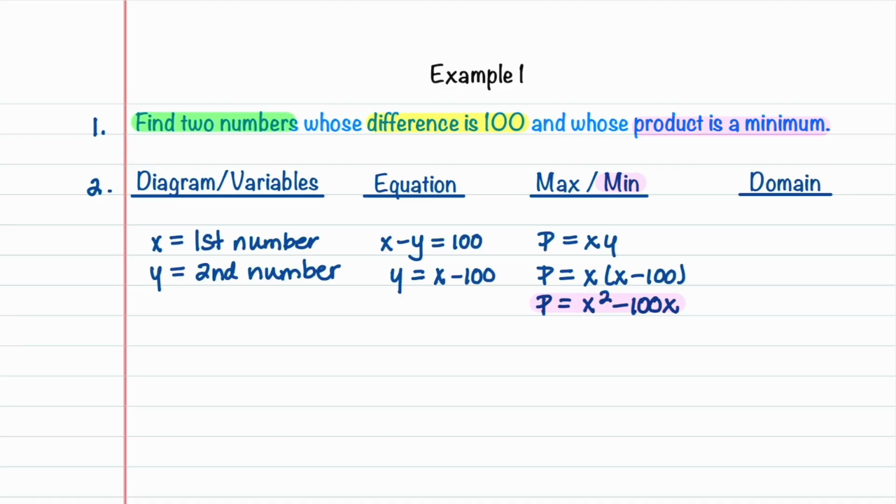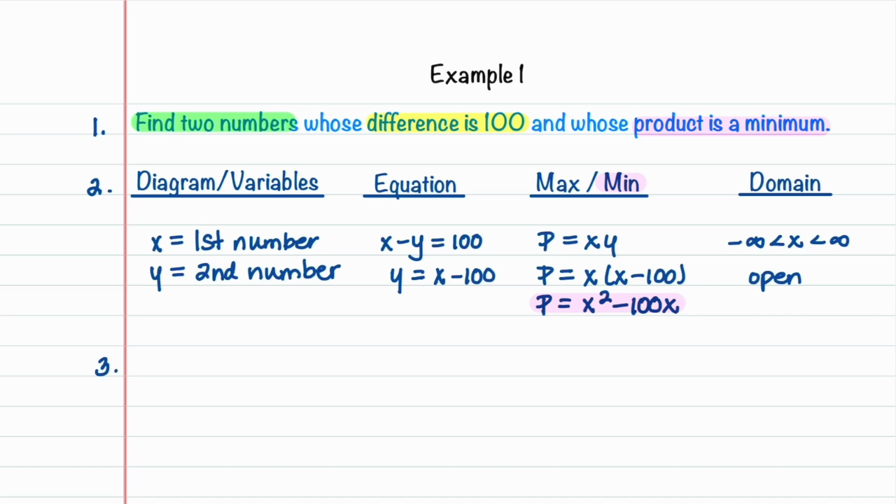Now let's think about the domain. We are given no constraints on our numbers, so our domain is going to be that x can be anything from minus infinity to infinity, and this is an open domain. I'm just going to write that down because we're going to need that in just a few minutes.